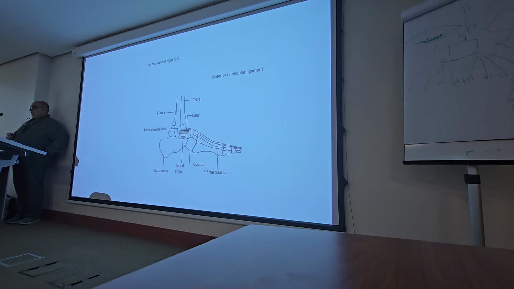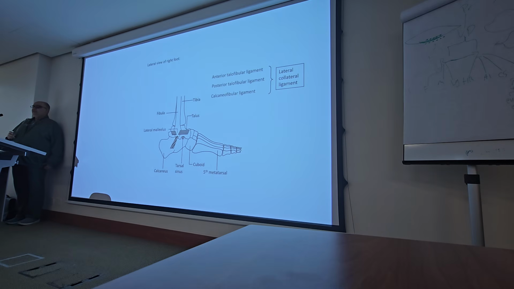Anterior talofibular ligament. Backwards, posterior talofibular ligament. Going downwards, calcaneofibular ligament. Altogether, we have a name for it: lateral collateral ligament. Guys, if you're calling it lateral collateral, then you call the deltoid ligament as medial collateral.